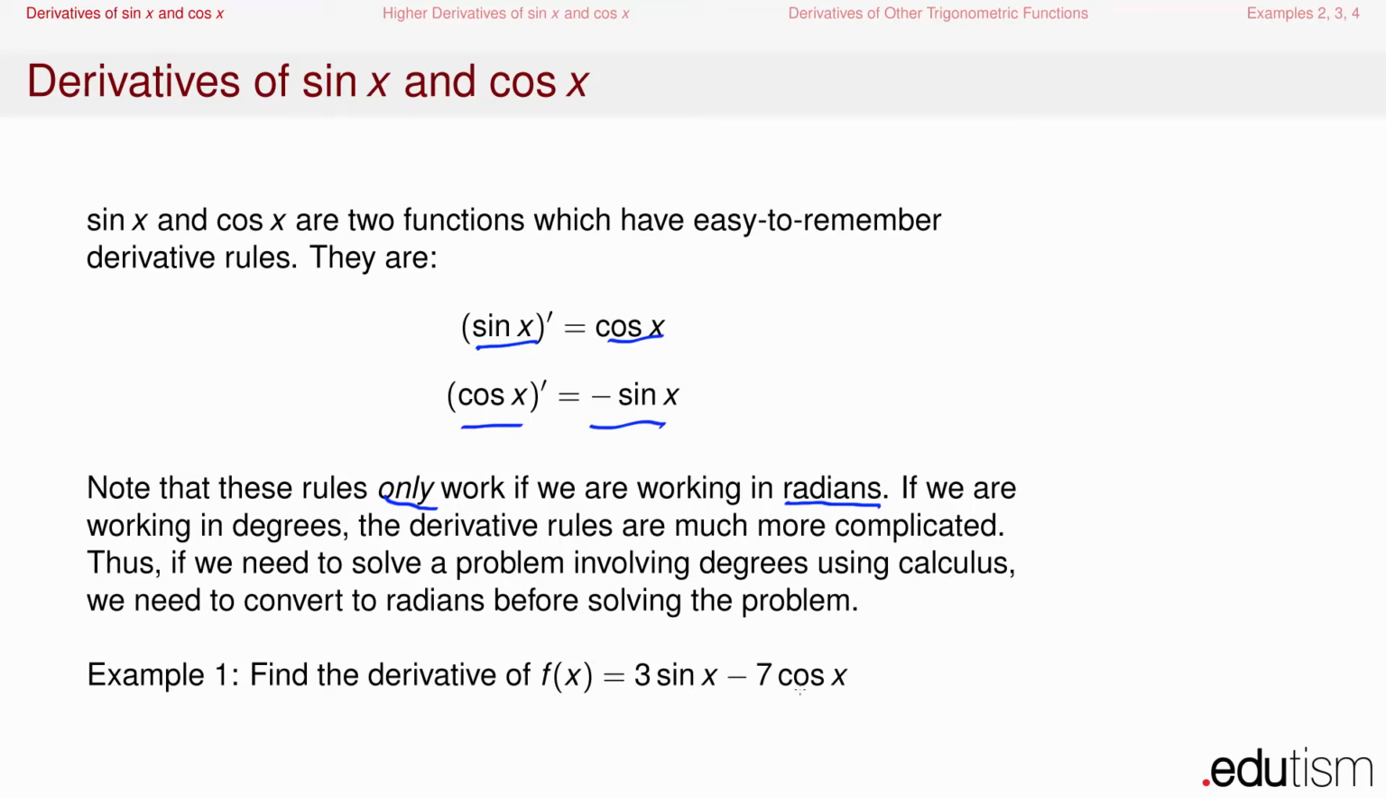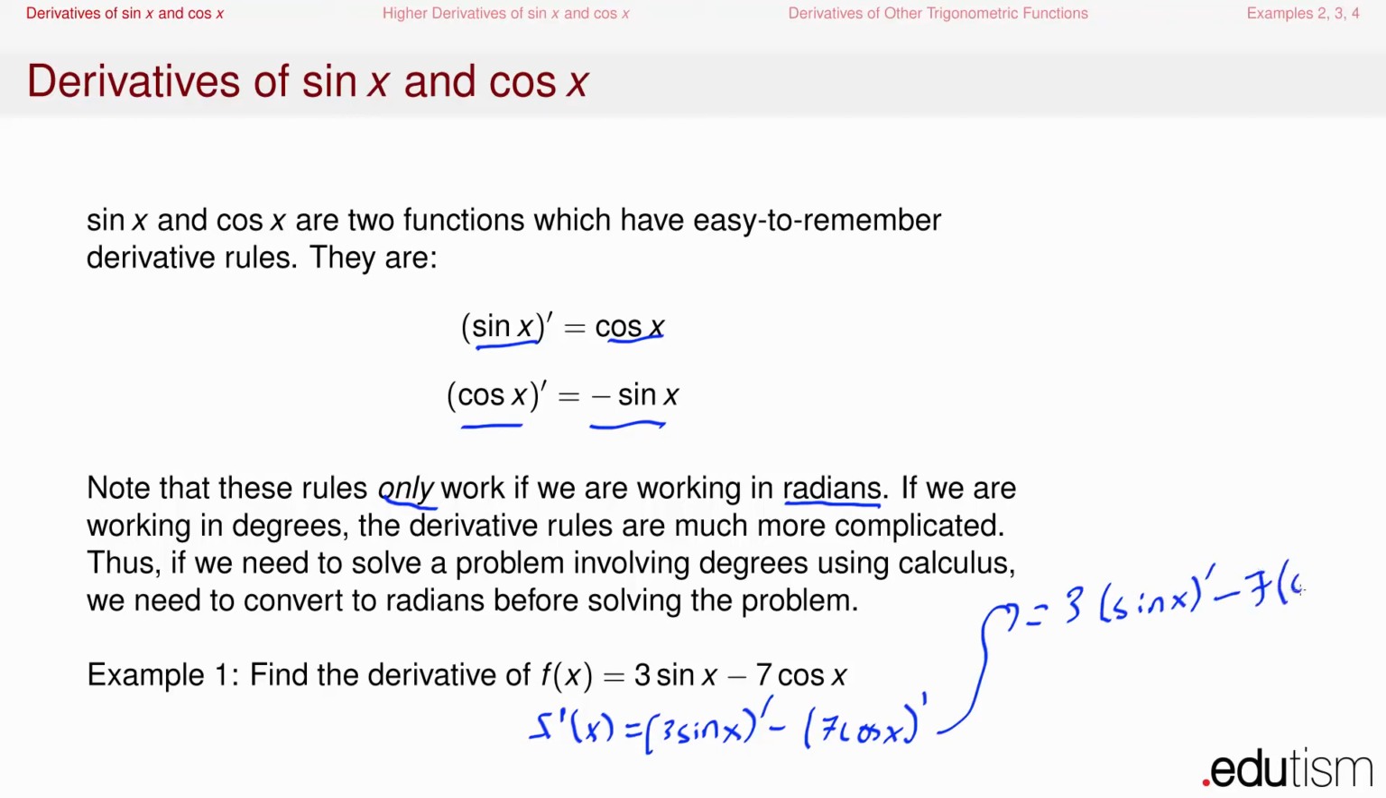3 sine x minus 7 cos x. Well, when we do this derivative, the first rule we're going to use is the difference rule. We can take the derivative of the first term, 3 sine x, and the derivative of the second term, 7 cos x, separately. Then we can use the constant multiple rule, and we can pull the 3 and the 7 out. So we're going to have 3 times the derivative of sine x minus 7 times the derivative of cos x.